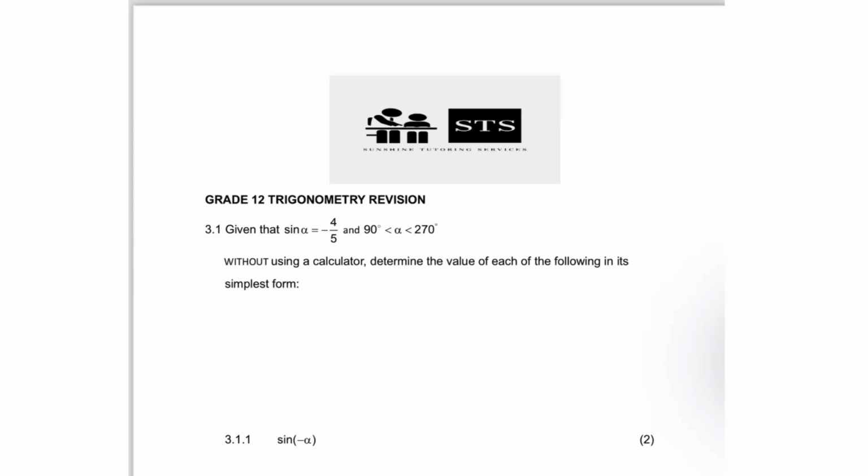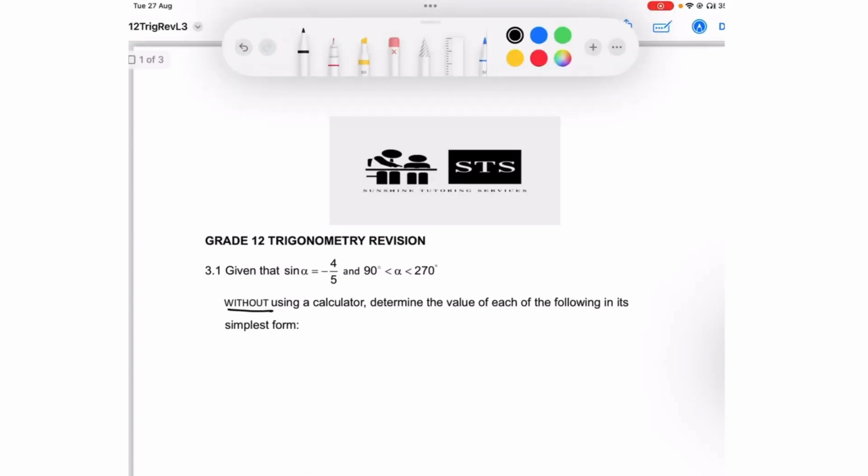So it reads as follows. Given that sine of alpha is equal to negative 4 over 5, and alpha is between 90 and 270, without the use of a calculator, determine the value of each of the following in its simplest form. So here they say without using a calculator. This is key, right?